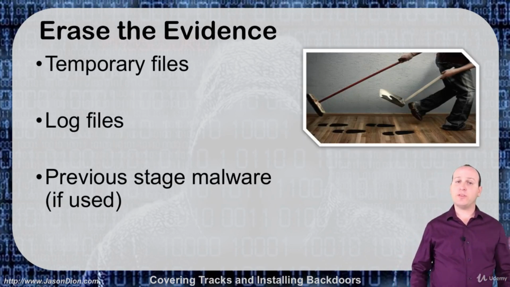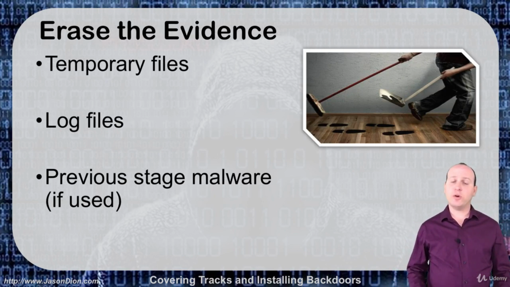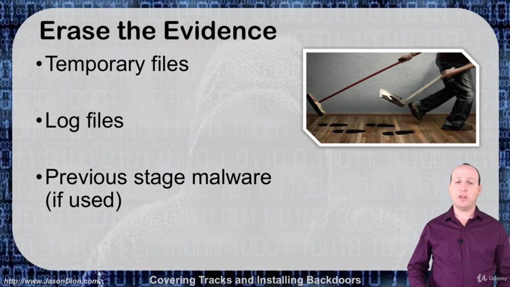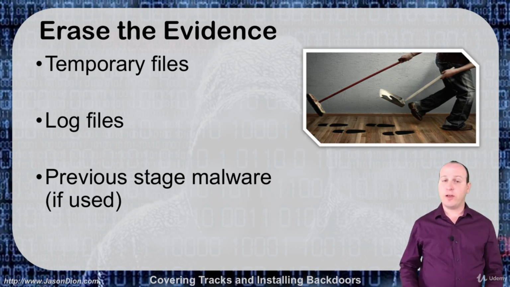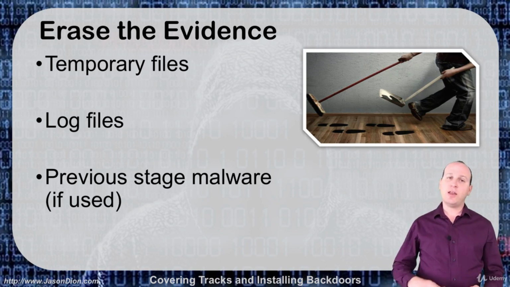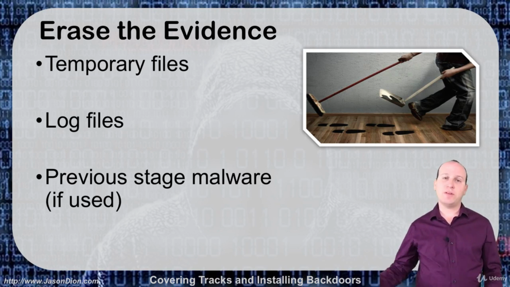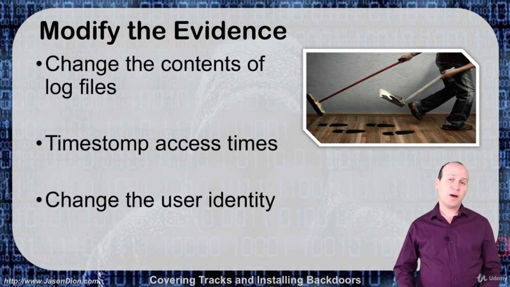So let's talk about erasing the evidence. The first thing you want to do is erase any temporary files. These would include log files or any droppers that you've put on the system. So if I've put on a stage 1 malware, then I want to delete it because now that I've got stage 2, I don't need stage 1 anymore. If I went into the Windows temporary directory and that's where I've been putting my log files and gathering my information, I want to download that information and then delete those files. Anything that I have on the system could be found by a system administrator, so I want to clean up as much as possible.